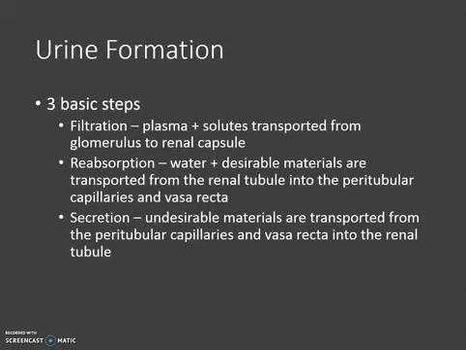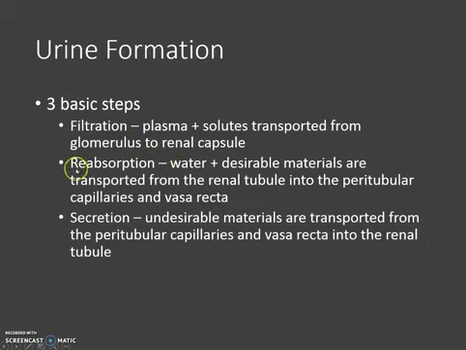So in the next video, we're going to talk about these 3 basic steps of forming urine. First of all, we have filtration. During filtration, plasma, remember this is the liquid portion of the blood, plus some solutes, which includes things like sodium, potassium, and glucose, gets transported from the blood in the glomerulus into the renal capsule. And this is how we produce filtrate. So the filtrate is just the fluid that came from the plasma and the solutes that were able to cross through the thin walls of the glomerular capillaries.